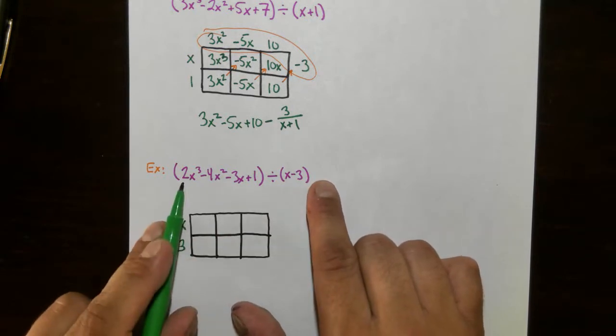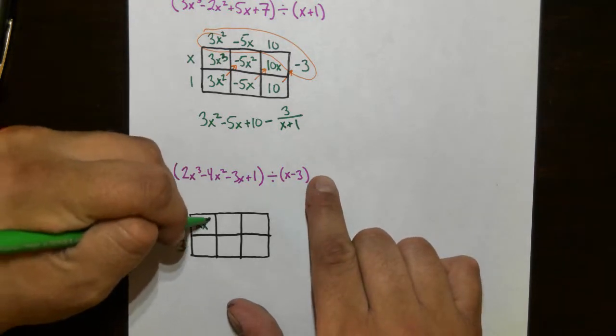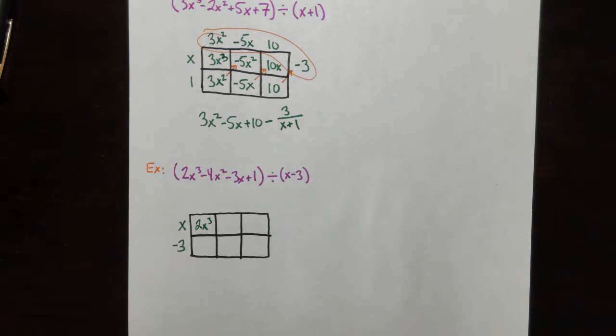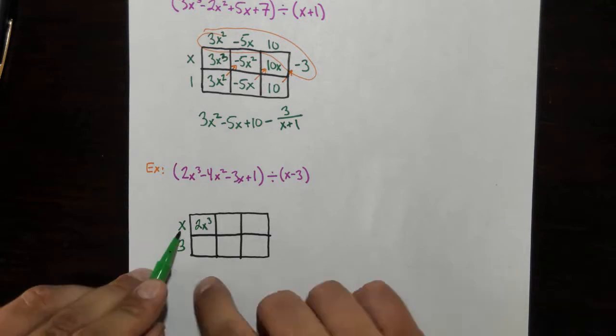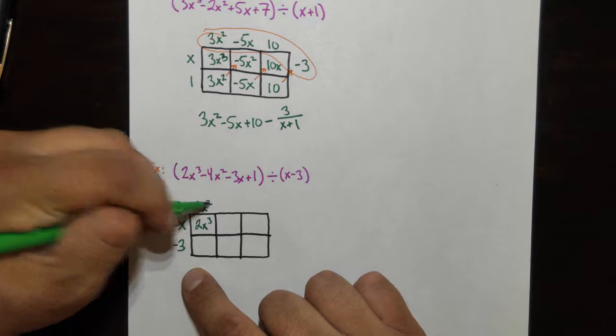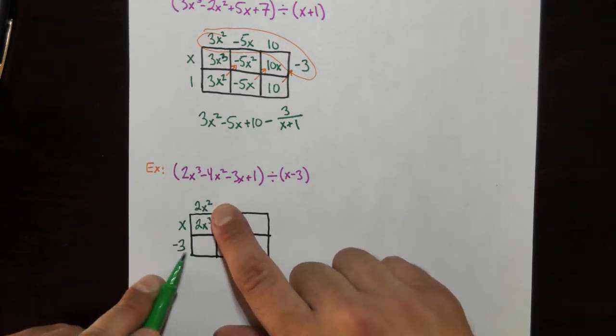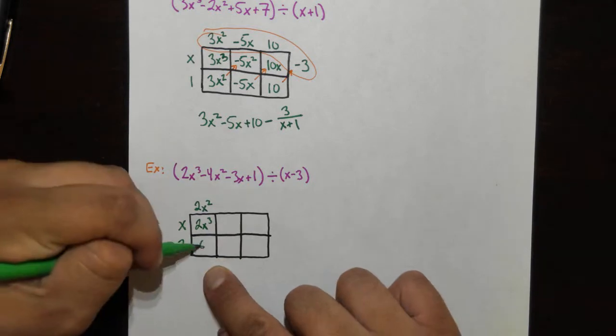And then the 2x cubed is going to go in the top left box, whatever the first term is. And again, we're going horizontally and vertically, so that's multiplication. So x times something gives me 2x cubed. That something is 2x squared. And then I can answer this one down here. 2x squared times negative 3 is negative 6x squared.